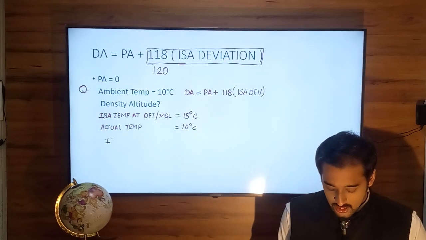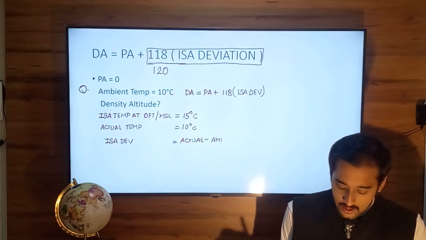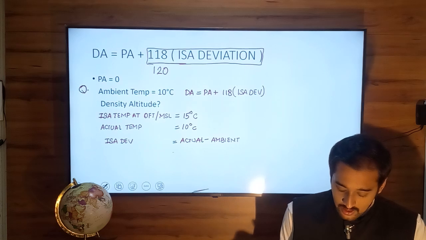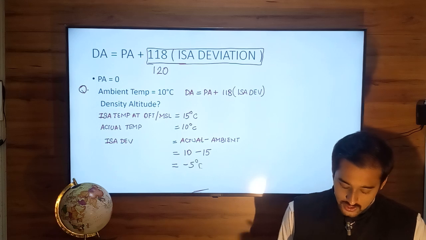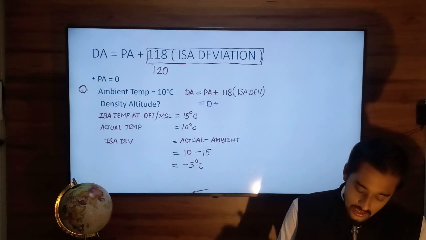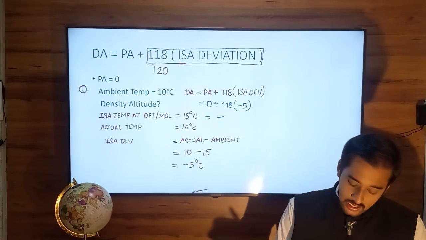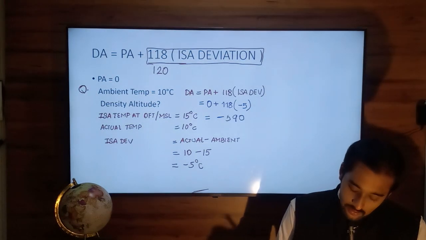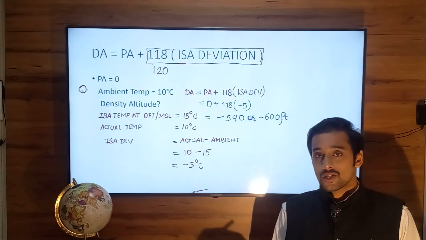So what is ISA deviation? Actual minus ISA. So ISA deviation is 10 minus 15, which is minus 5 degrees Celsius. Let's substitute the values. 0 plus 118 into minus 5. Plus into minus is minus. 118 into minus 5 is 590, or roughly minus 600 feet. So density altitude is minus 600 feet.